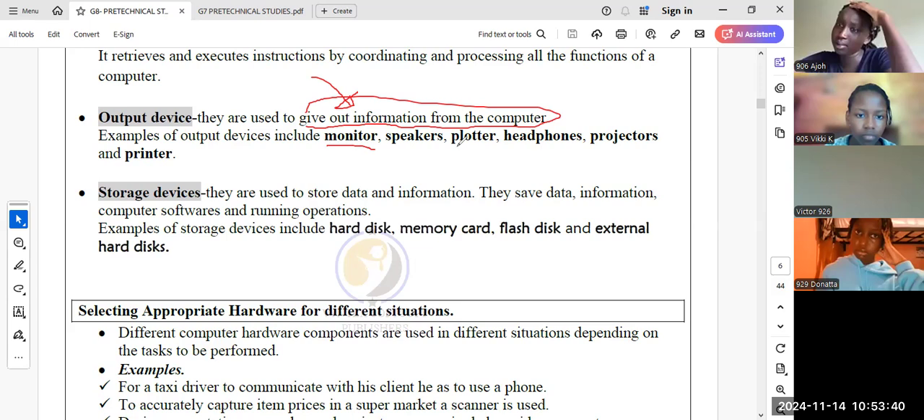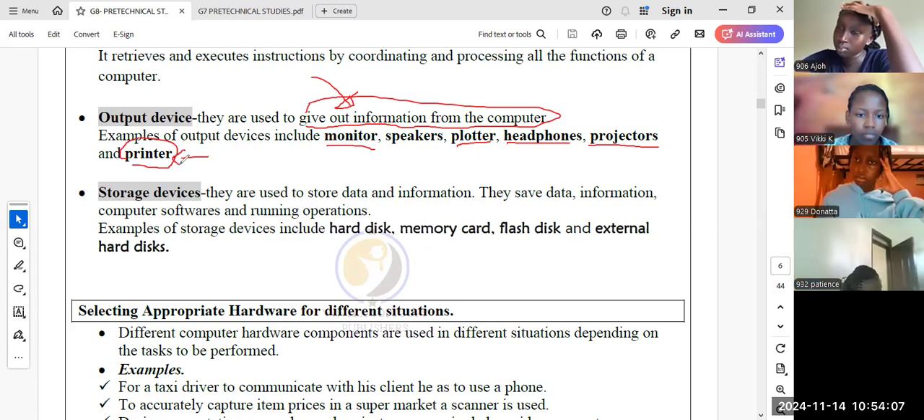Then we have plotters. These are advanced large printers used for printing things like banners, billboards, and big posters. Then we have headphones. Of course, you all know headphones, another example of an output device for outputting sound. We have the projector for outputting images and sound at the same time. Then lastly, we have the printer as another example of an output. This one is a hard copy output device. This one is a soft copy output device.